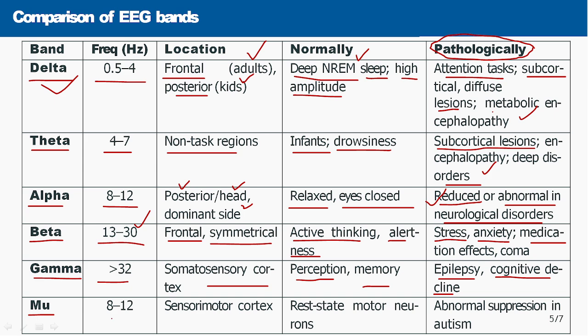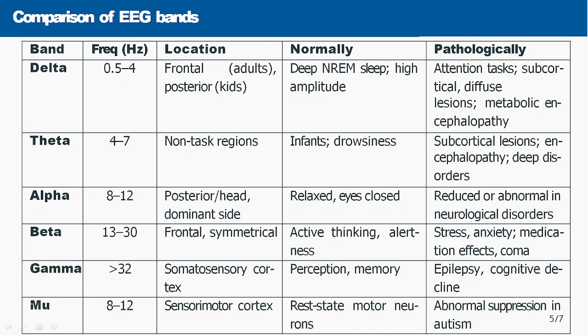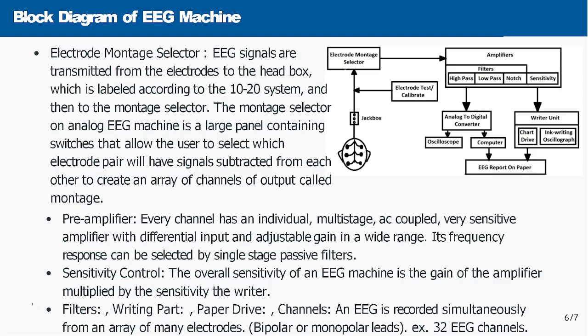And finally, mu is from, let's say, 8 to 12 hertz. It is in the sensory motor cortex. It is the rest state of motor neurons, with abnormal suppression in autism. This is the indication. So this is the comparison of different EEG waves, their frequency, where they are generated, and how they indicate different pathological conditions.